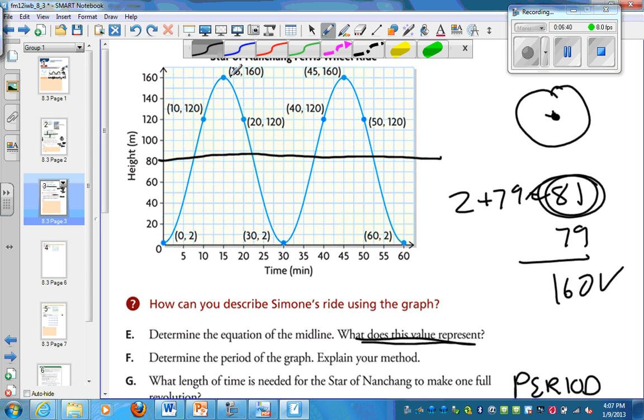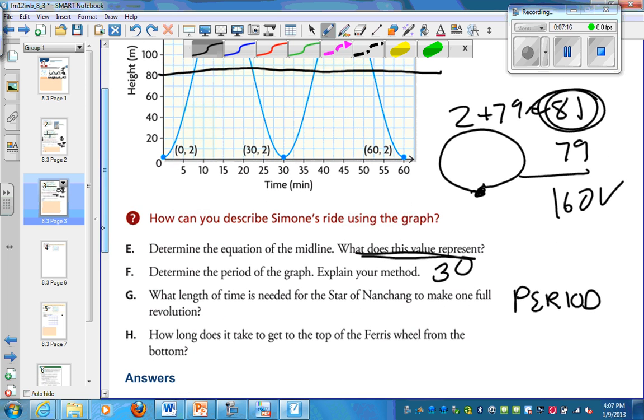Okay, I also could have started from this position right here. So to go from 160 back to 160, so from the top of the Ferris wheel all the way back to the top, I started at 15 minutes, I ended at 45 minutes. That means that it's 30 minutes. Okay, what length of time is needed for this to make one full revolution? It's the same question. In order to go all the way around once, so you start somewhere on the Ferris wheel, probably the bottom, and go all the way around once. So I start at 2 meters, go all the way up, then go all the way back down. It takes 30 minutes.